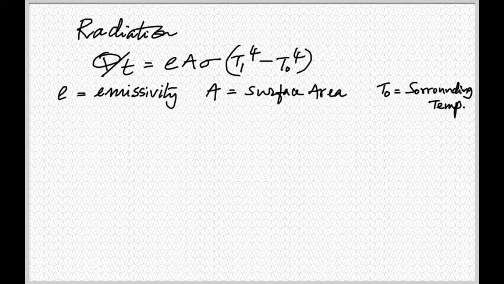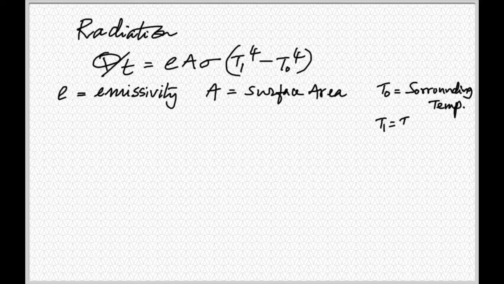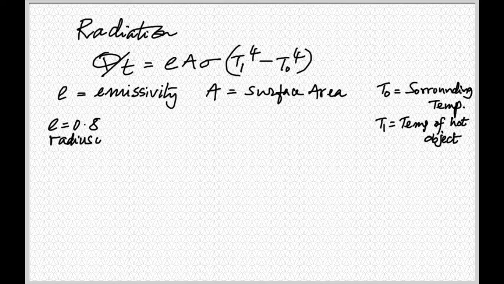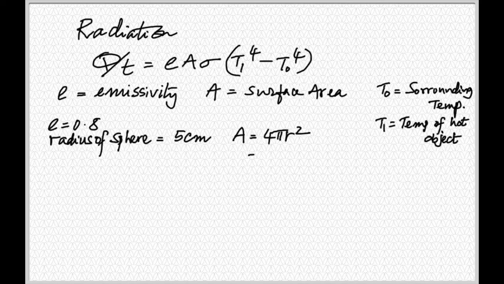Now, very important, sometimes the surrounding temperature will not be given. If the surrounding temperature is not mentioned, just take it as 0. Right? Sigma is a constant, and let's work out this problem. Taking E as 0.8, and if the radius of a sphere is given, you've got to calculate the area using 4 pi r squared.